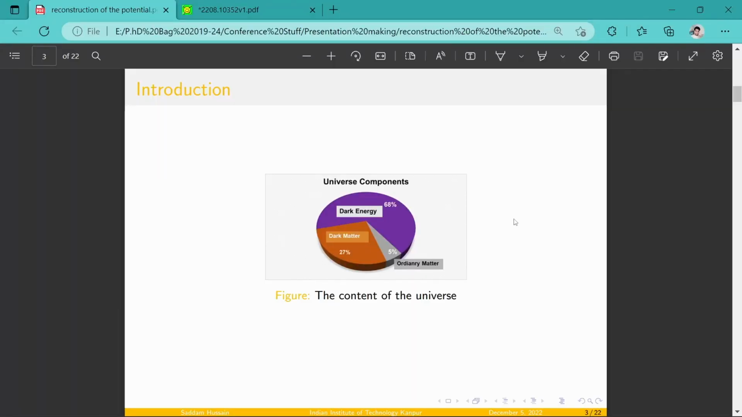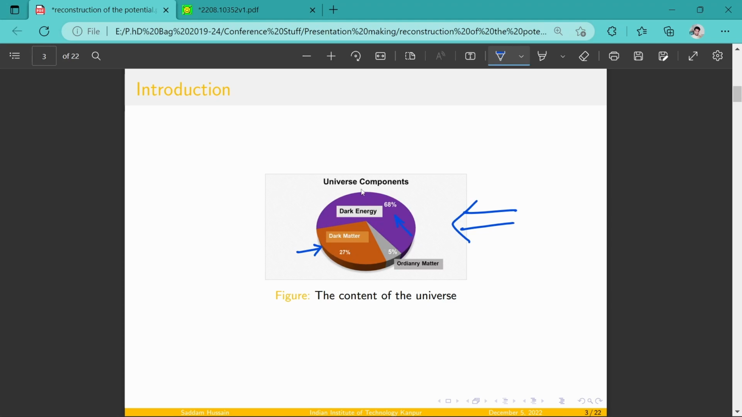Now here is the picture which denotes the contribution of different components in the universe. From observation, we understand that dark energy is about 68%, which is dominant, and we have dark matter which is around 27%, and ordinary matter which is 5%, the ordinary matter being everything that we are made up of. Now, why are dark matter and dark energy dark? Because they do not interact with light, so they only have some gravitational signature. Apart from the gravitational signature, we don't know many things about dark matter and dark energy.